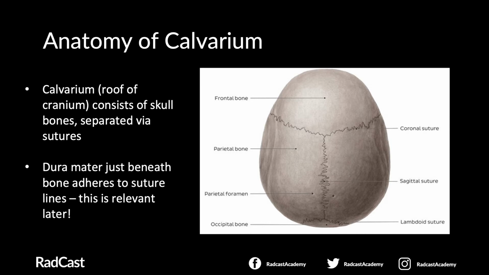And it's important to note that the dura mater of the meninges is situated just beneath the bones, where the bones adhere to the suture lines. So it's important later, but essentially with extradural hemorrhages, so above the dura and below this level of the skull, the hemorrhage will adhere to the suture lines and it will not cross the suture lines. Okay, and I'll cover that in a bit more detail later on.